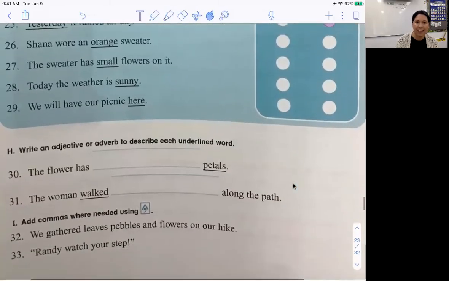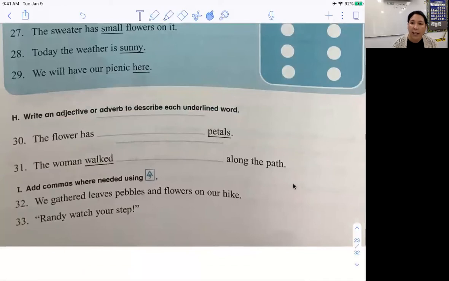All right, moving on. We're almost done, guys. It says, write an adjective or adverb to describe each underlined word. The flower has something petals. So you need a word here to describe petals. Now, I'm not going to do this one because I want you guys to come up with your own, but come up with a word that's describing the petals. The flower has something petals. And the second one, 31, the woman walked blank along the path. Describe how the woman walked along the path and write that word in on the line.